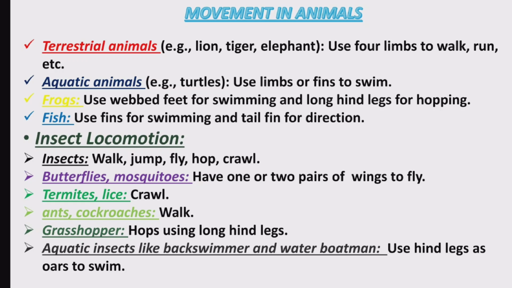And now insect locomotion. Insects walk, jump, fly, hop, crawl. Butterflies and mosquitoes have one or two pairs of wings to fly, and grasshopper hops using long hind legs. Aquatic insects like backswimmer and water boatman use hind legs as oars to swim. This line is very important.